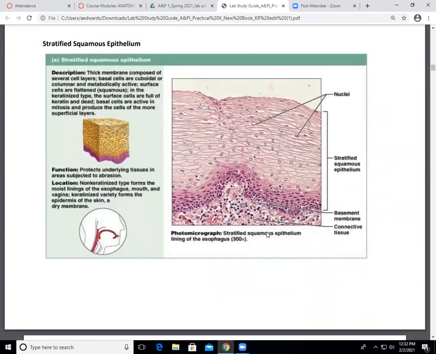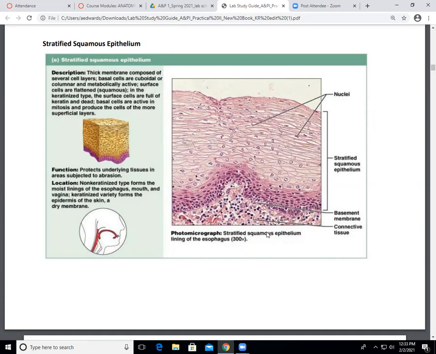All right. We also have stratified squamous. And why is it stratified? Multiple layers, okay? And why is it stratified squamous? Because of the shape, right? So all of this is stratified squamous epithelium. This apical layer, it's kind of onto the opening. These are flat, so it's stratified squamous.